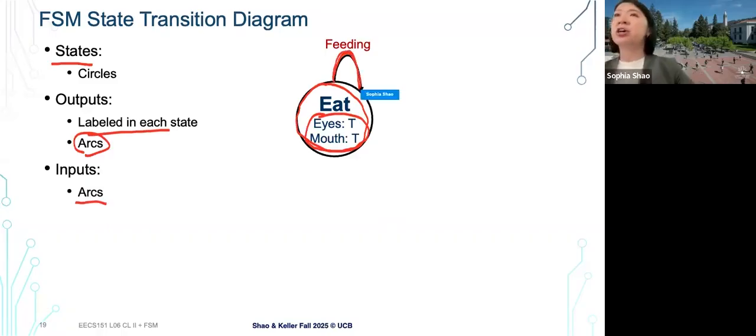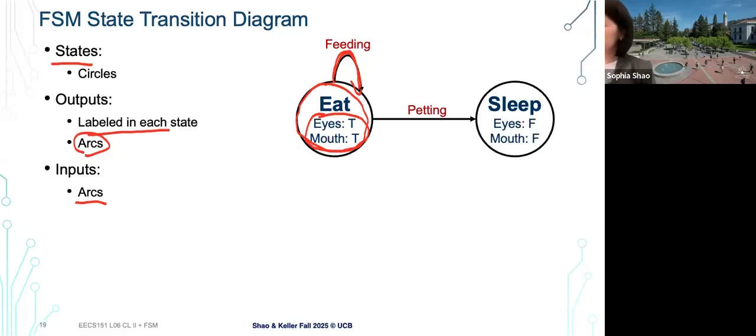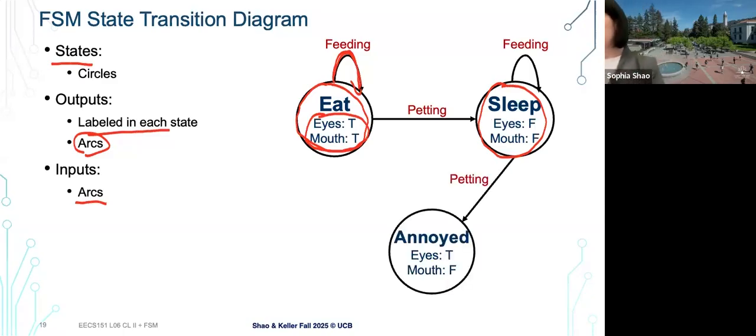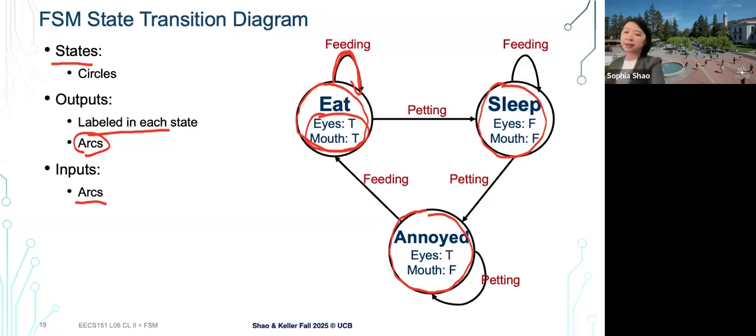Whenever we feed it, we talk about how my input changes or disturbs the state of the machine. So here it's already eating, and I want to feed more. It stays in the eating state. But it's eating, and I start patting. It may get sleepy. It goes to the sleep state. So this is another state in a circle. In a different state, it may have different output, so the eyes are closed, and the mouth is also closed. I keep feeding. It doesn't matter. But now I start patting. I may wake him up, and then he's a little bit annoyed, and that's another state. With different input, you will have different output.